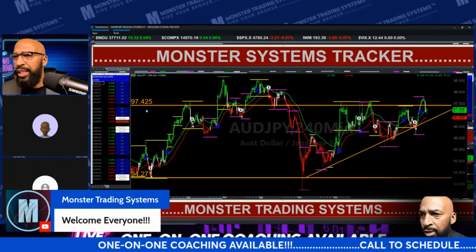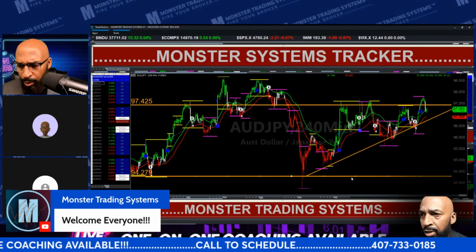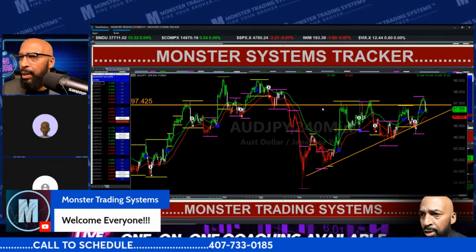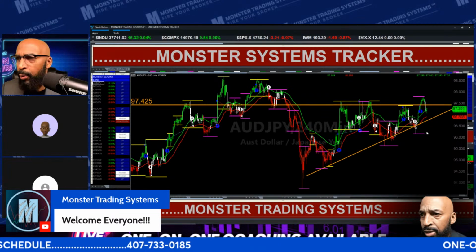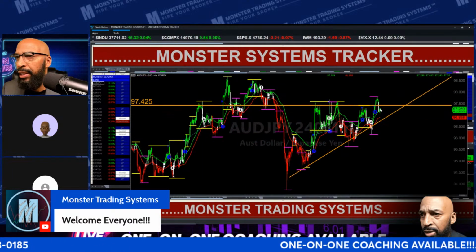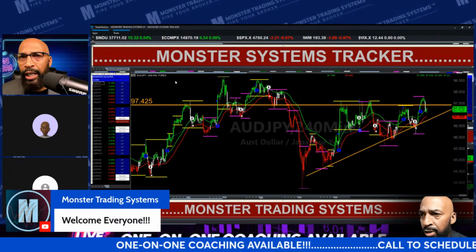All right. Aussie yen. We can remove this. All right. So buy signal here, a bit of a pullback. But still holding. We had a big white candle, followed by some green candles coming in. So buyers are coming back in, right? Still need to break that resistance there.